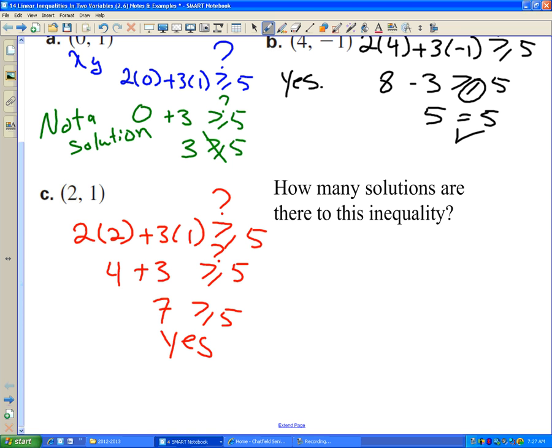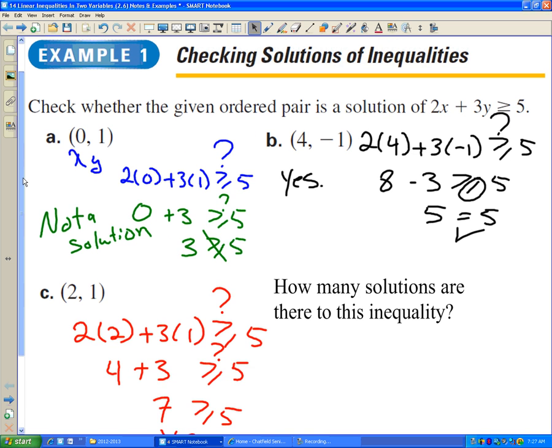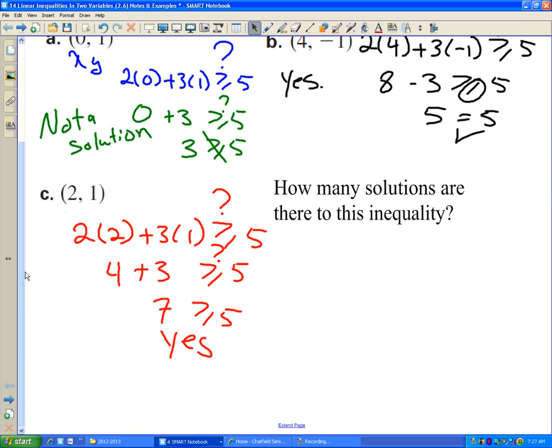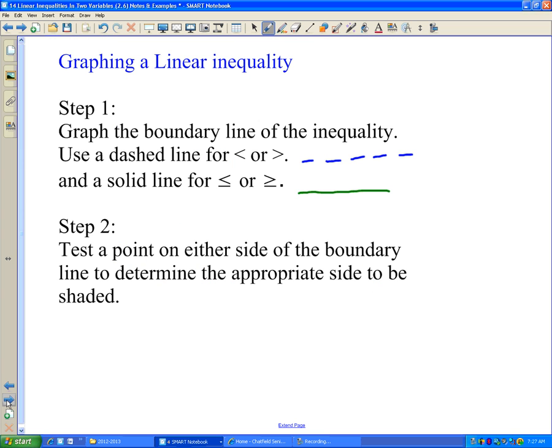How many solutions are there to this inequality? How many different ordered pairs can I plug into this and come up with an answer? Well, technically speaking, there's an infinite number of possible answers. You can see more of this when we get to the graphing in a little bit, and I'll talk more about what the answers could be. Let's try the next slide.